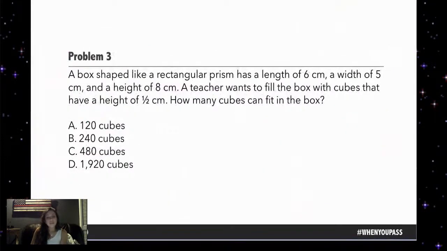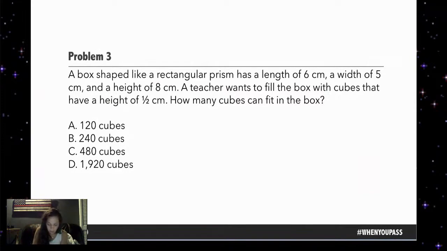A box shaped like a rectangular prism has a length of 6 centimeters, a width of 5 centimeters, and a height of 8 centimeters. A teacher wants to fill the box with cubes that have a height of 1/2 centimeter. How many cubes can fit in the box? This is one that people reverse all the time. So let's draw the box because I want you to see what we're talking about.